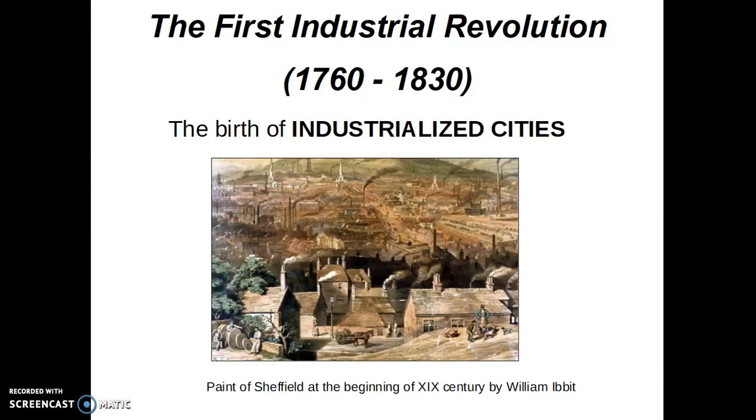As we have talked during previous lessons, the Industrial Revolution, which took place between 1760 and 1830, produced many changes in the economy and in the society. One of these changes was the birth of the industrial cities. In the picture, you can see a print of Sheffield at the beginning of the 19th century.